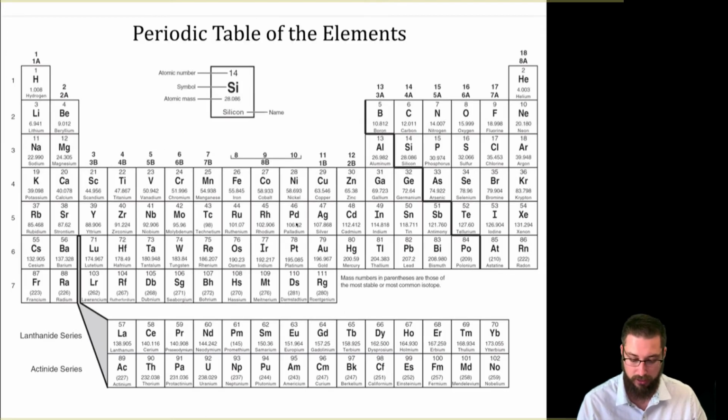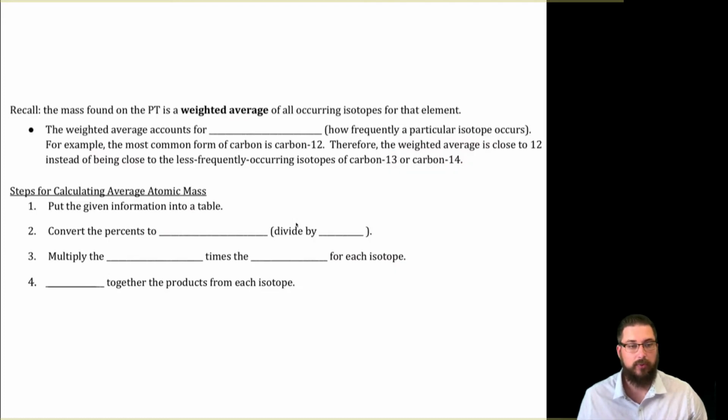And if we take a look here, there it is. And I rounded it a little bit, so 14.007. So again, all of these on the periodic table, they are a weighted average, so they are an average. Now, recall that the mass on the periodic table is a weighted average of all occurring isotopes for that element. And the weighted average accounts for abundance, right? So it's pretty much saying the same thing as before.